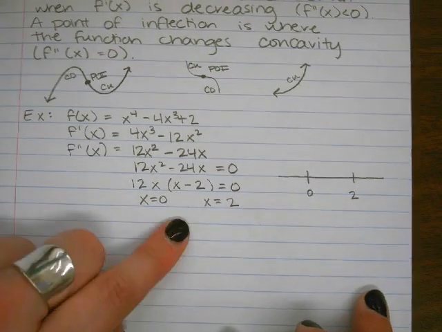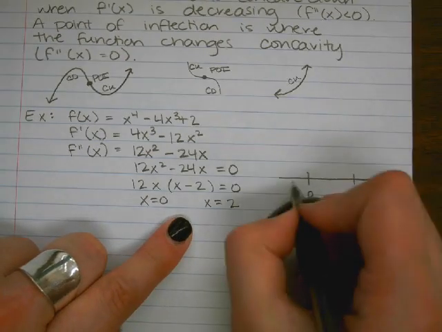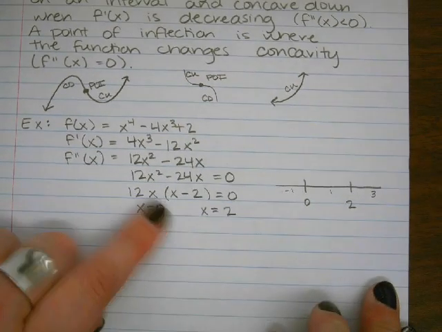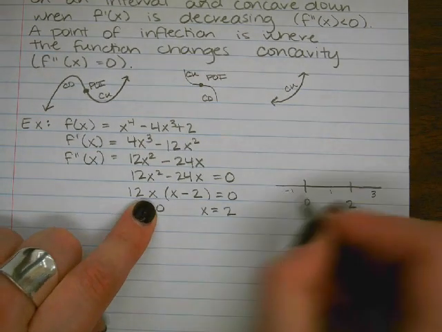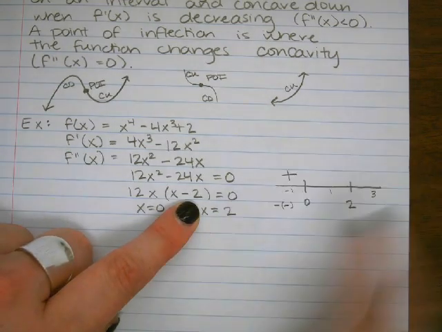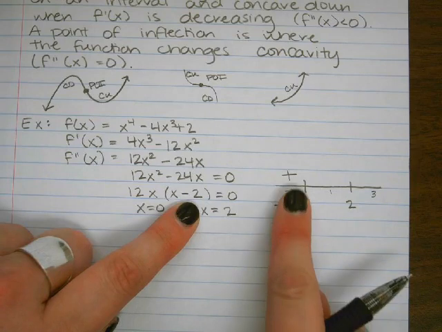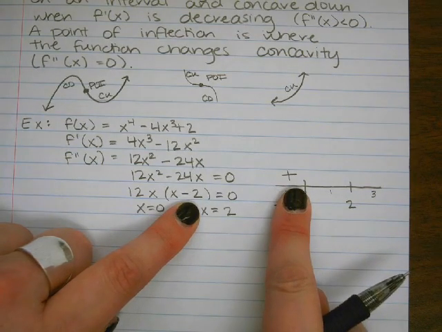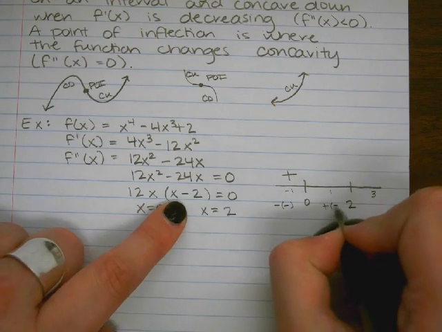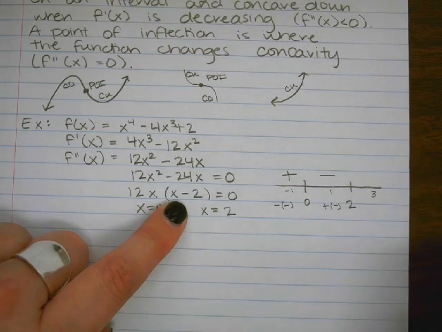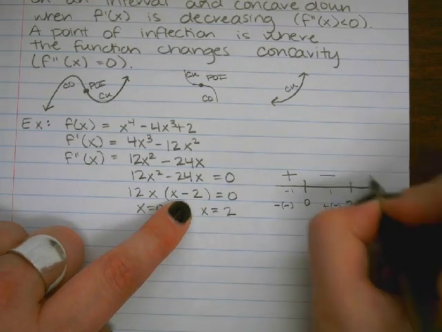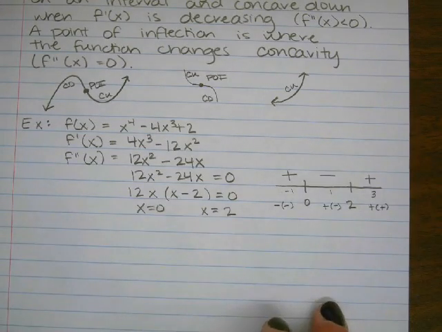And so I need to pick numbers. I'm going to use like -1 and +1 and 3. So if I put -1 in here, I'm going to have a negative times a negative. So that means that from -infinity to 0, the graph is concave up. Plug in 1, that's positive times negative, so that's concave down. And then positive and positive, so concave up again.